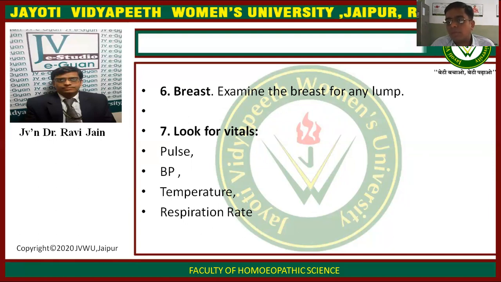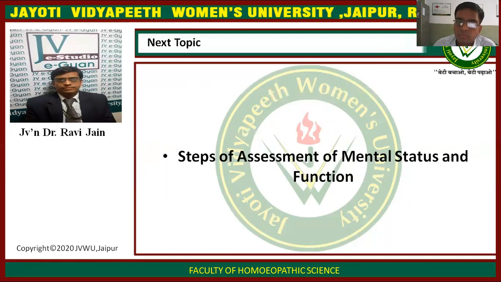Then you have to check the blood pressure. The normal blood pressure is 120 by 80 mm of Hg. And then you have to check the temperature. The temperature can be measured by the oral, axillary, or rectal route. Then the respiratory rate. The normal respiratory rate is 12 to 20 per minute, and this you have to check. So there are 4 vitals that you have to check: respiratory rate, pulse, blood pressure, and temperature. So this was all about the general physical examination.